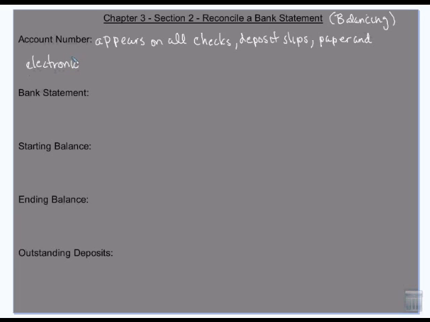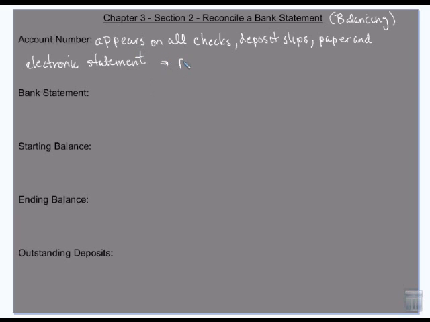Now, I don't get paper bank statements in the mail, but I still balance my checkbook every month. I do it using the online statement just because I opted to not receive any paper from my bank because it's better for the environment, whatever.